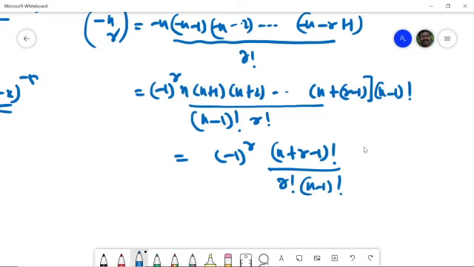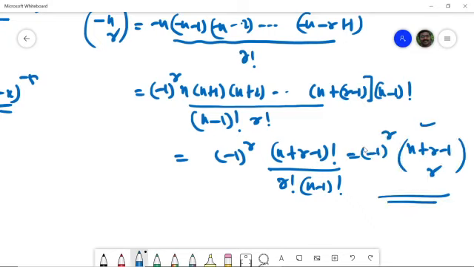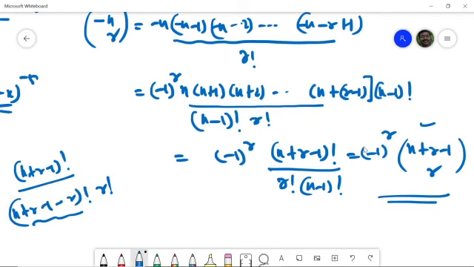How is it obtained? You can simply compute this value. It's nothing but (n + r - 1) factorial, according to the definition, divided by (n + r - 1 - r) factorial into r factorial. This is nothing but (n - 1) factorial. So actually you are getting (n + r - 1)Cr. Only if you write it down with me will you understand how it is obtained.